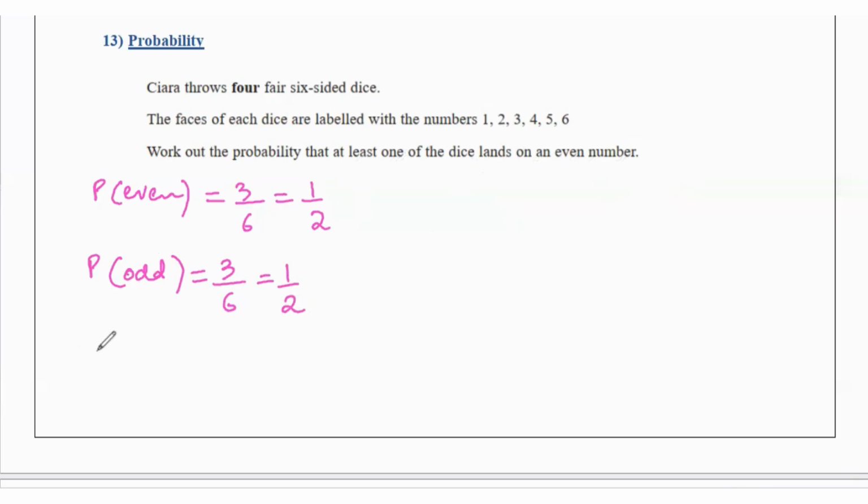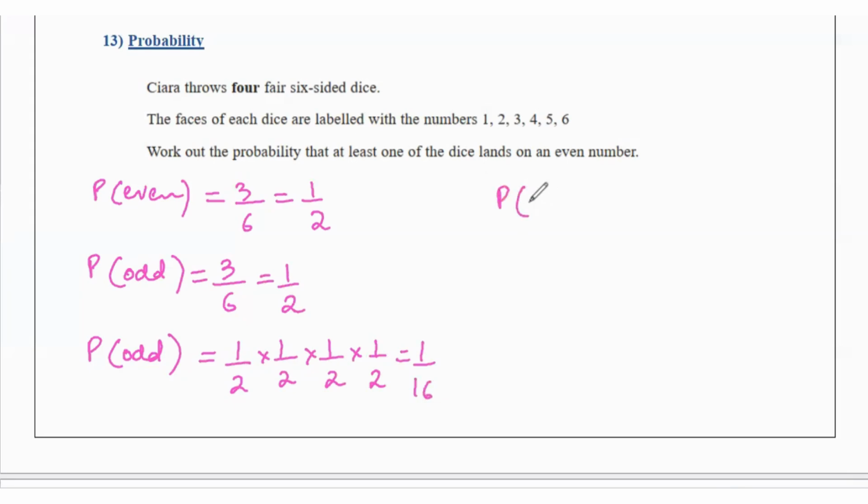We need to work out the probability that at least one of the dice lands on an even number. So what if we do this? If we find the probability of an odd number on all 4 throws, that's going to be 1 over 2 times 1 over 2 times 1 over 2 times 1 over 2, which is basically 1 over 16.